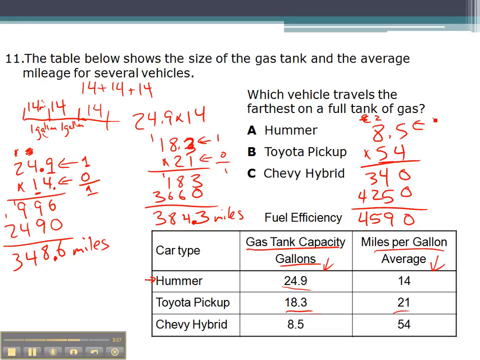One decimal place in this factor. No decimal places in this factor because it's a whole number. One decimal place in my product. There's my one decimal place. And I get 459 miles on a full tank of gas for the Chevy Hybrid. So the Chevy Hybrid would be the one that would travel the farthest on a full tank of gas. And that's answer choice C.